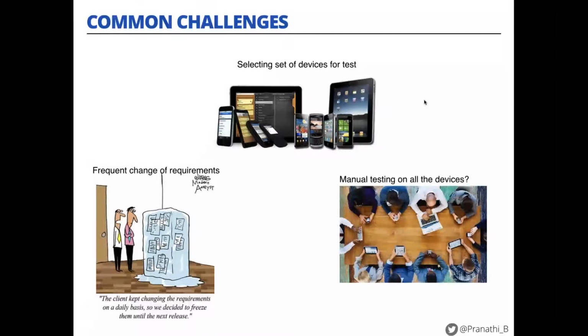And the second one is frequent change of requirements. If you are working in an agile environment, or on a product where the requirements are frequently changing because of business reasons or end user requirements, you have to keep testing the same thing over and over again to make sure your responsiveness is not broken, which becomes a really huge pain if you are doing just manual testing on all the devices or all the resolutions. So these three are the most common challenges that we find. So how do we overcome these challenges?